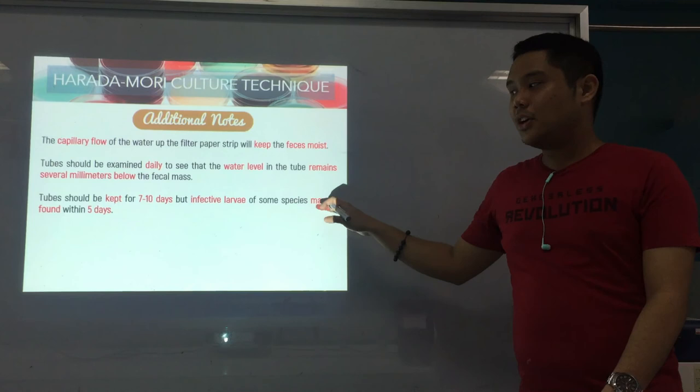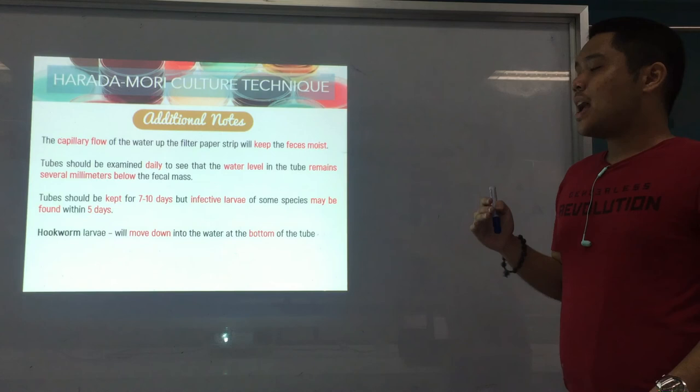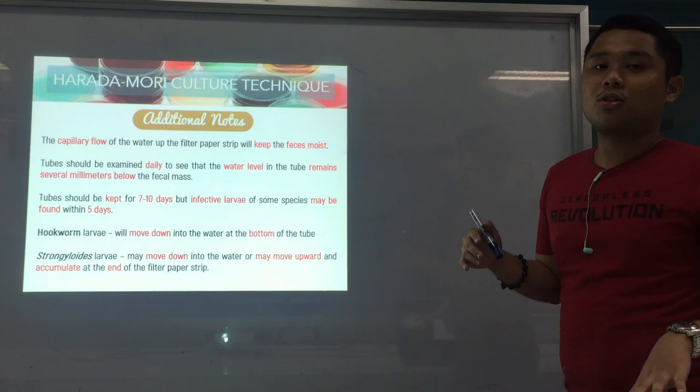And again, you have different larvae that you can find. For hookworm, it will move down into the water at the bottom of the tube. And for strongy, it can go up or down. Okay? So the hookworm is always at the bottom, while strongy is versa.